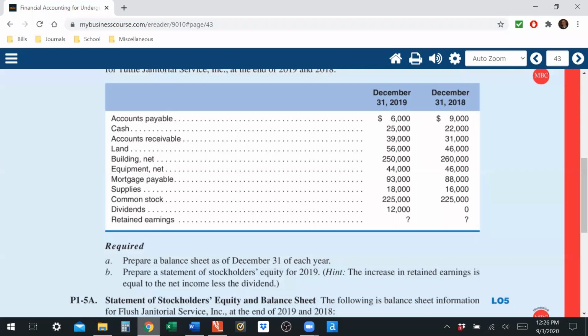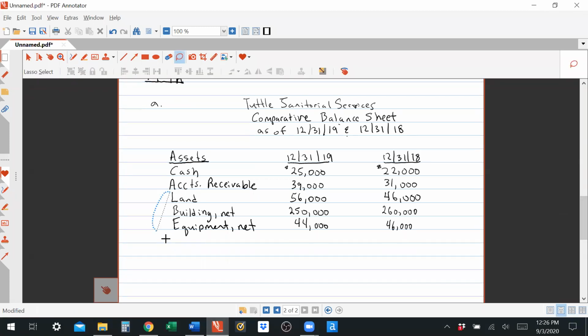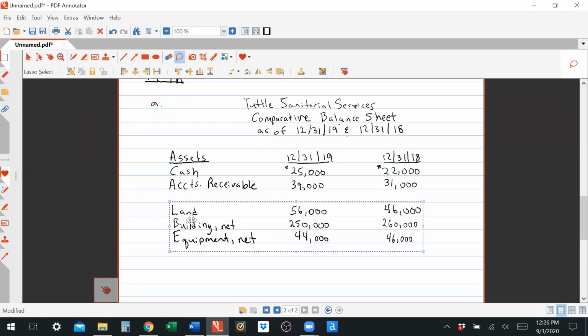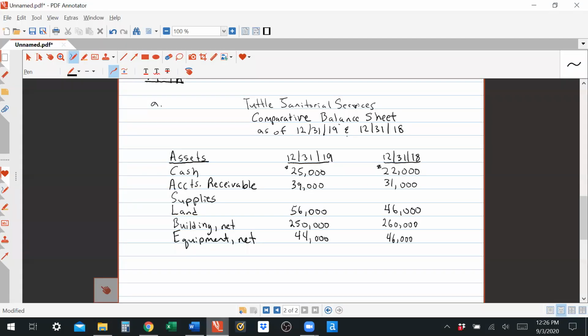So those are all the assets. No, that's not true. Mortgage payable is a long-term liability, but supplies is an asset. Supplies is the last asset. And actually, you should put the current assets above the long-term assets. So I'm going to stick the supplies in as the current asset. We'll define what current and long-term assets are next chapter. But for now, stick supplies right here. Its beginning value was 16,000, and then it ended the year valued at 18,000.